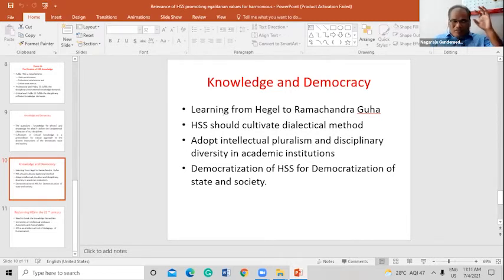So it was progressive ideas which are primarily responsible for promoting democracy. So what kind of democracy? Implementing the democratic rights within the constitution, and also deepening democracy at the societal level. That's where, friends, one needs to promote intellectual diversity. Here, I wish to argue that democratization of humanities and social sciences is very important for democratization of state and society. But how we are going to democratize society is an important question.